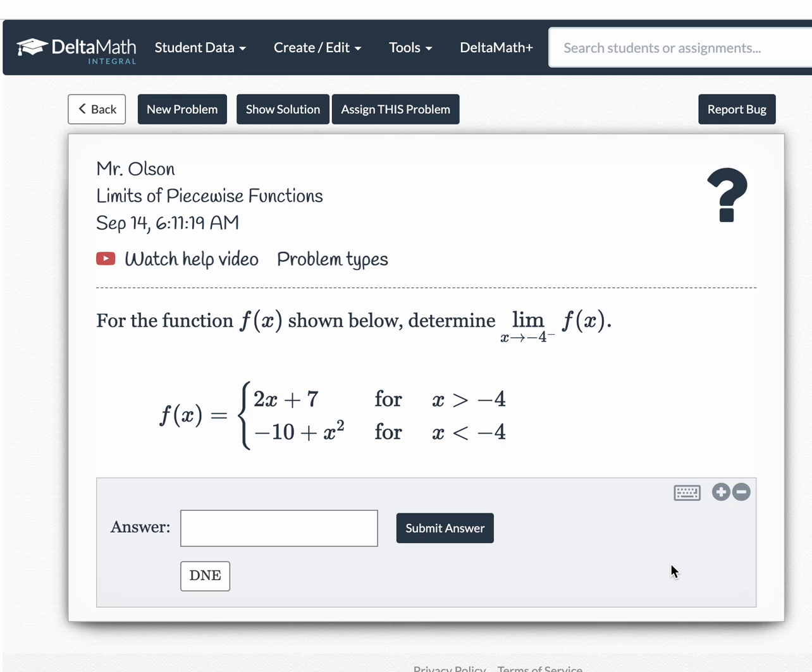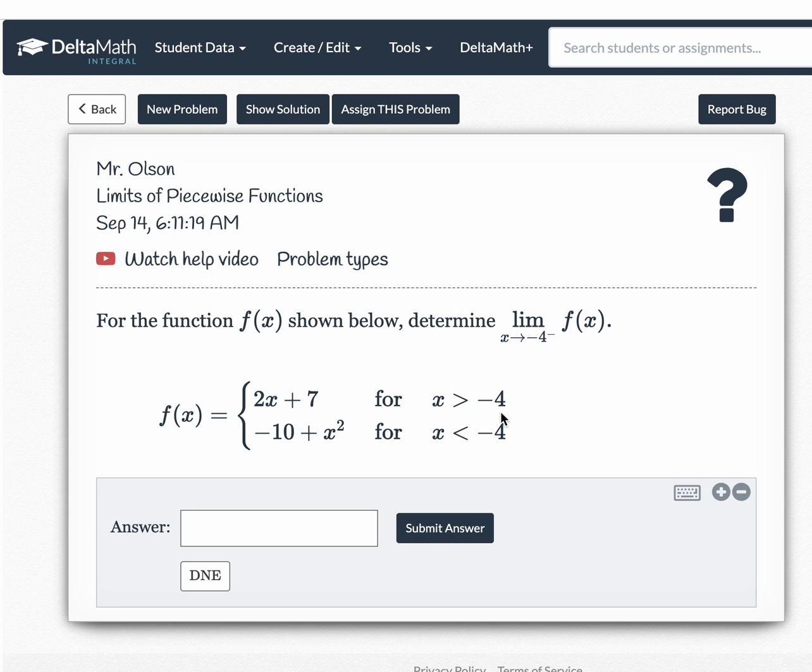We are looking at functions and their limits, and it makes sense to start with piecewise functions because we really want to know what happens where these two different functions have their juncture, their meeting point. If you look up here, we're really asking about x approaching -4, but from below. That little minus sign there is very significant.